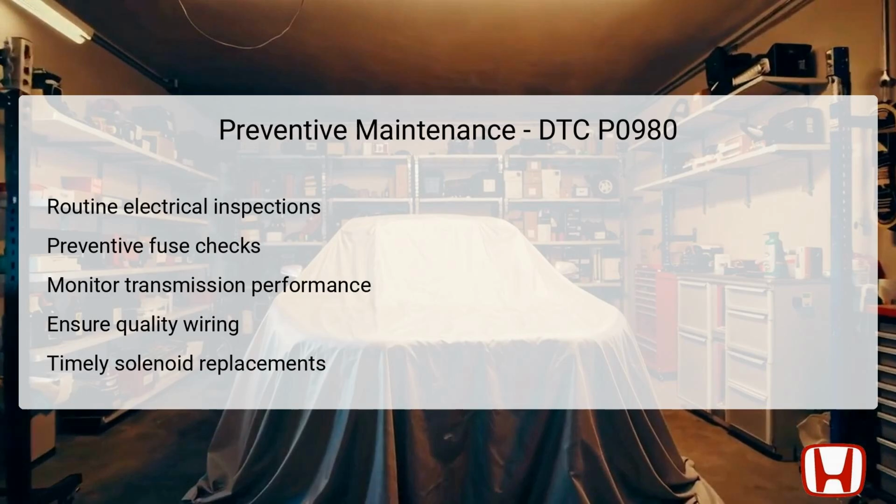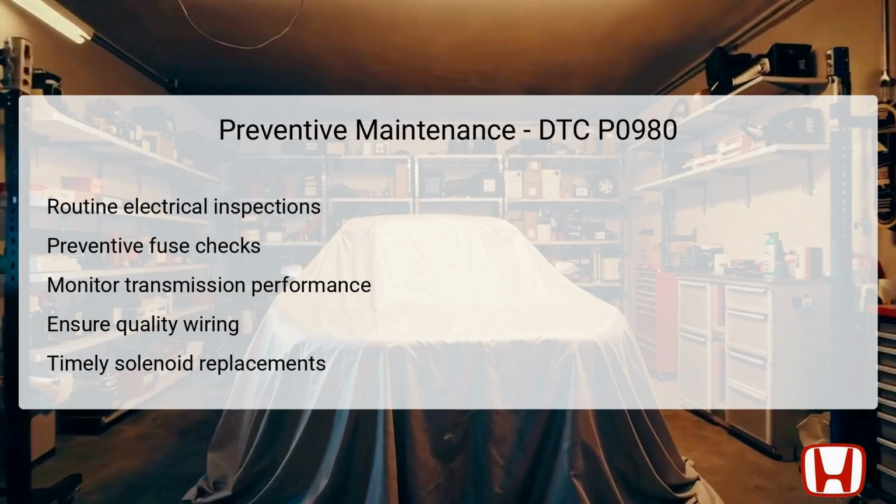Preventive maintenance plays a crucial role in avoiding DTC P0980 and prolonging the life of your vehicle's transmission system. Schedule routine electrical inspections focusing on connections and the condition of wiring related to various transmission components. Regularly check fuses, particularly those connected to vital components like the Shift Solenoid Valve C, to ensure they are functioning correctly and prevent future issues.